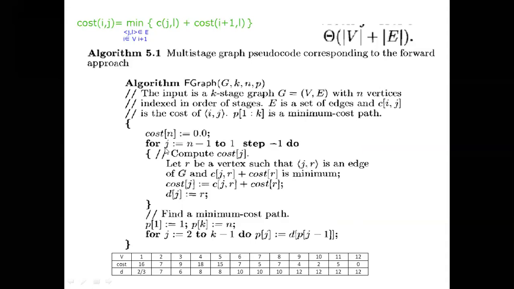Now a loop is there. J has to start from n minus 1 to 1. Each time it has to decrement, step minus 1. Why is it n minus 1? Because first we did for 12. Then we will do for 11. Then it is 10. At last we will come to 1. That is why n minus 1. N value was 12, 11 to 1. We have to fill this value. That's why the loop is starting from 11 to 1.